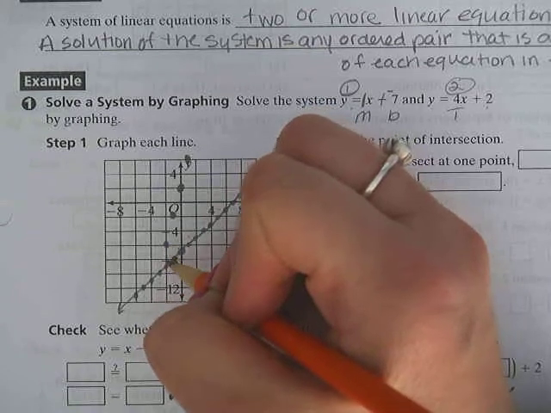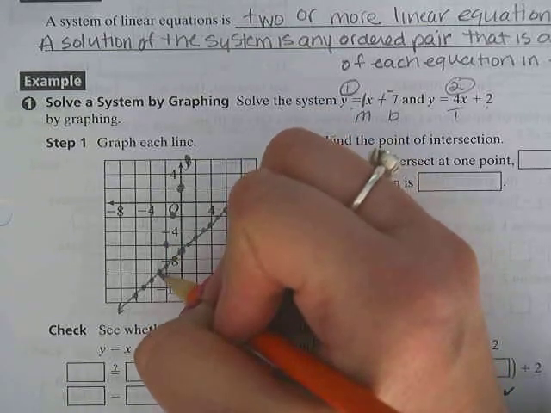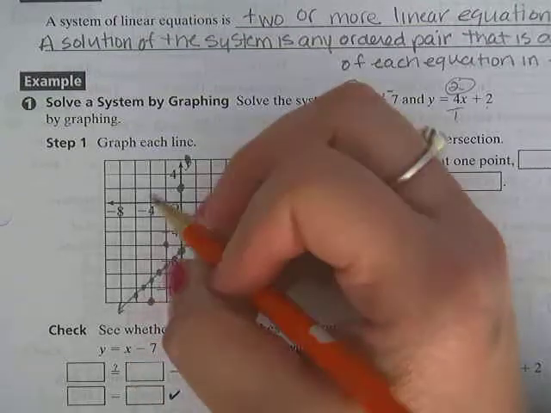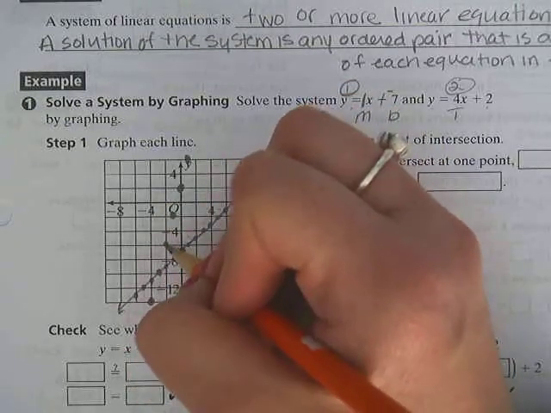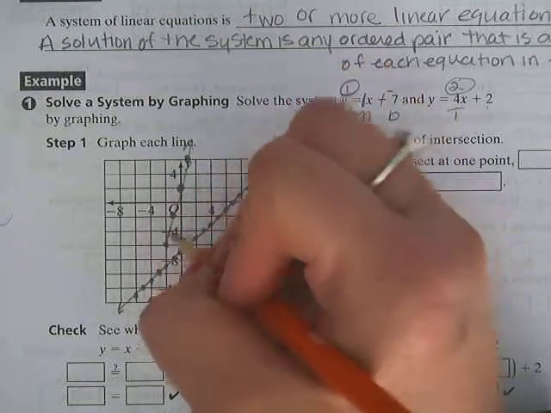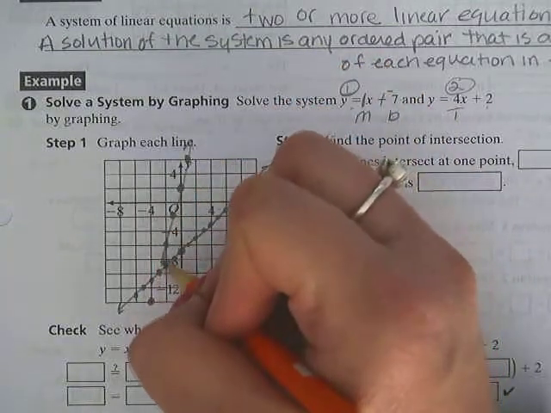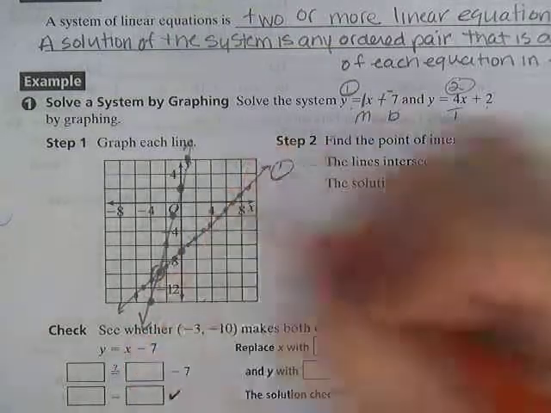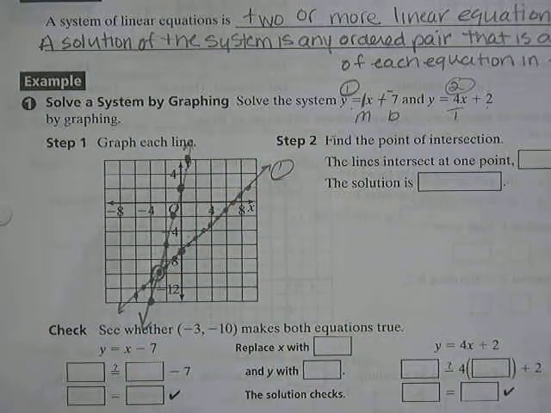Down 4 over 1, down 4 over 1, down 4 over 1. Now there should be a spot right there where they intersected.